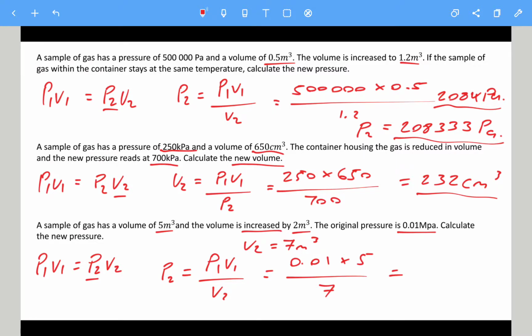Calculate that. And that's 0.007 megapascals.